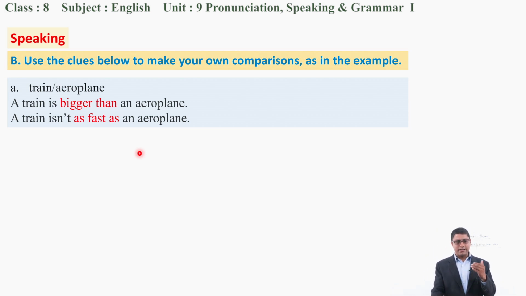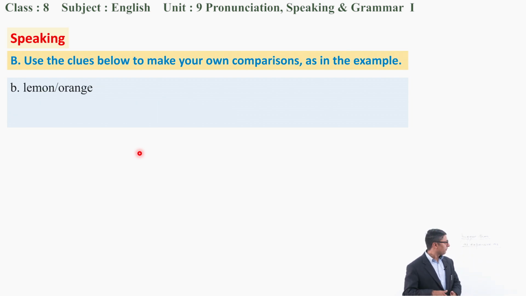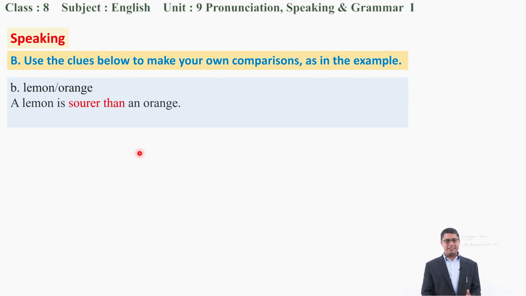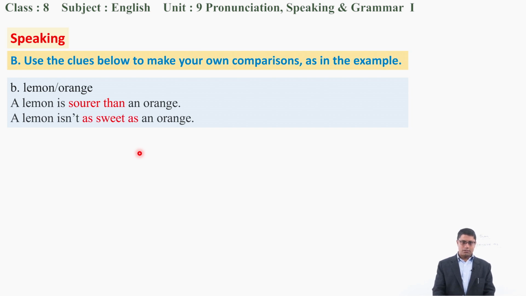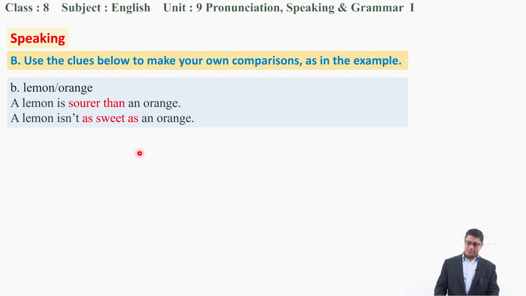Now let's look at the next one, lemon and orange. First, using comparative degree. How do you compare between a lemon and an orange? A lemon is sourer than an orange. That's fine. Similarly, now using as, can you say? A lemon isn't as sweet as an orange. Wonderful, you did well.